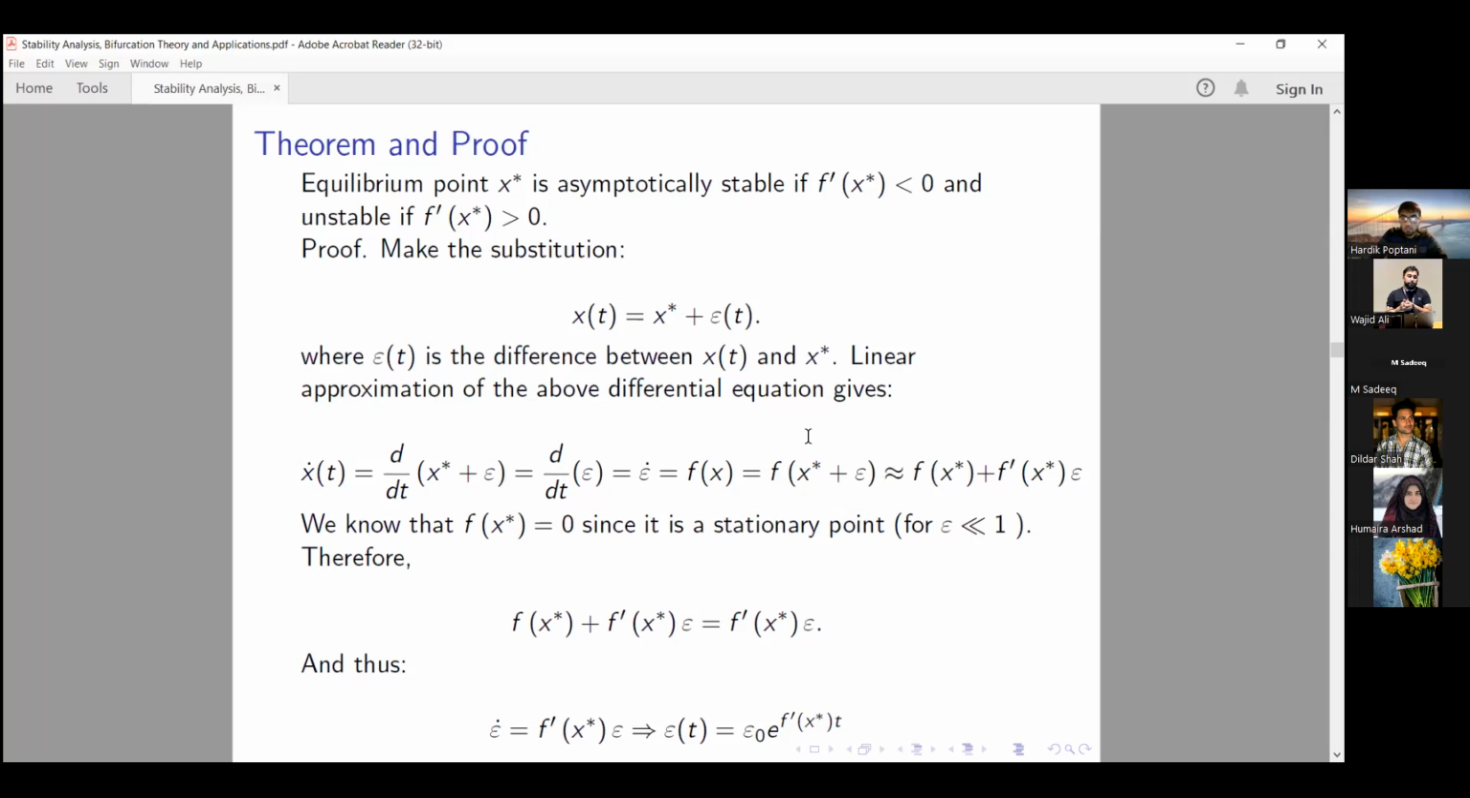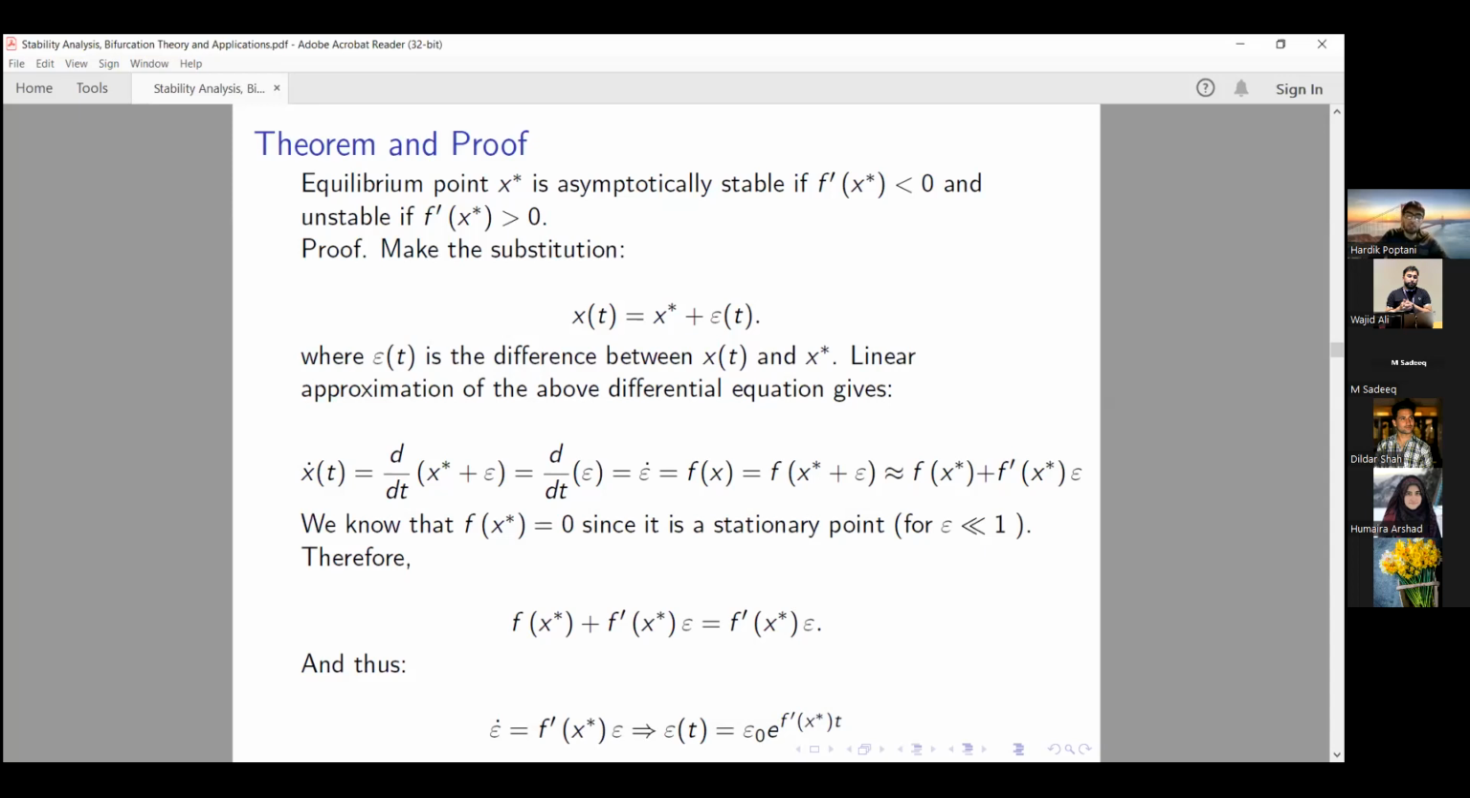Therefore, it's just f prime of x star times e. And thus, we find at the end that e dot is just equal to f prime of x star times e. But since f prime of x star is a constant, we can just integrate, as we've seen before, to get e of t equals epsilon naught times e to the power of f prime of x star times t.